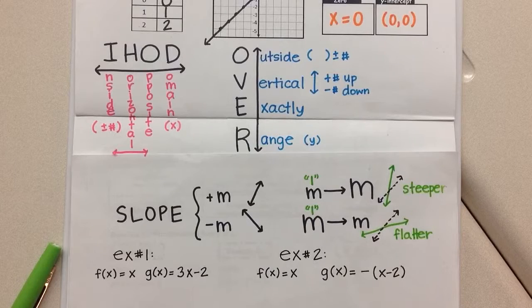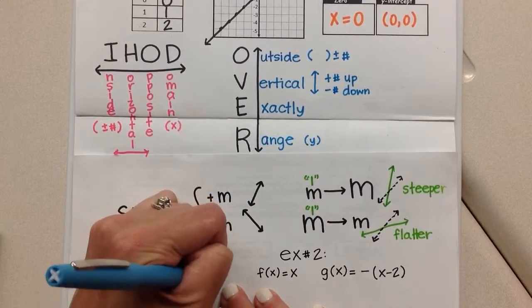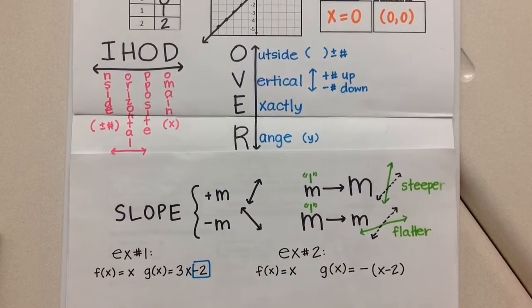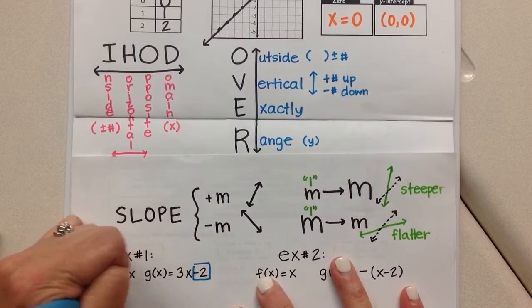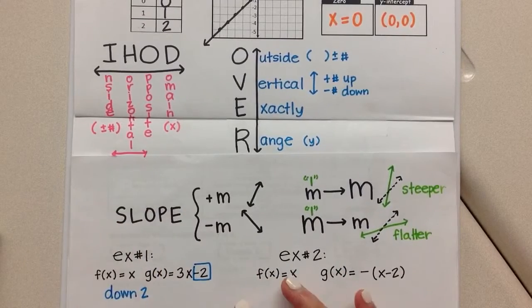If I don't see inside parentheses, then the number after this x is the outside number. So this is an outside number. And so when I think -2, and I'm talking about moving up or down, I'm thinking down 2. And that is exactly how this is going to move. This is going to move down 2. And it's that -2 that's telling me that's what it's going to do.